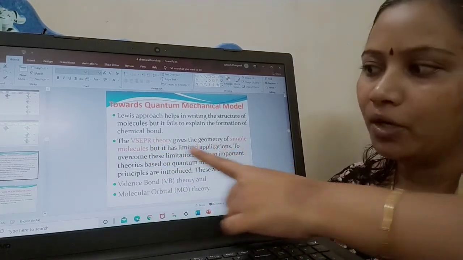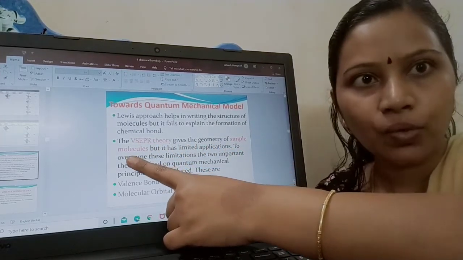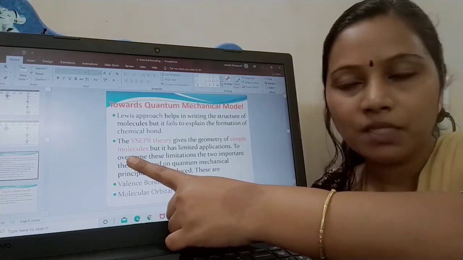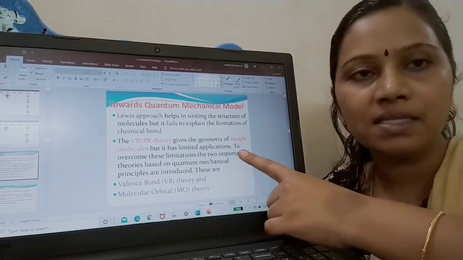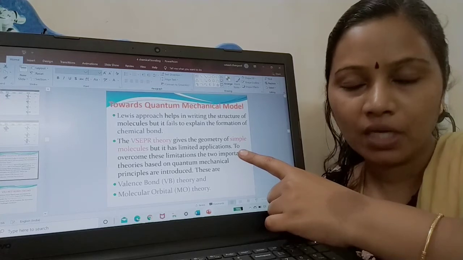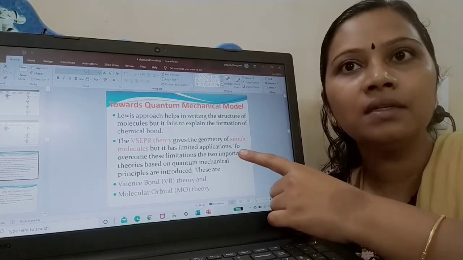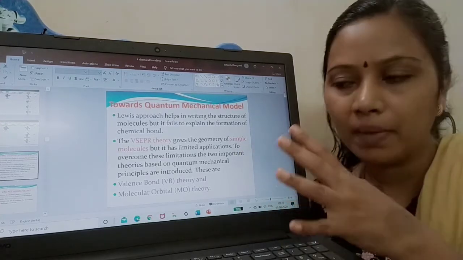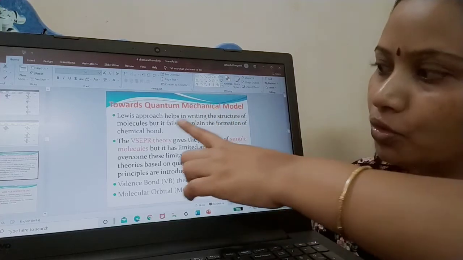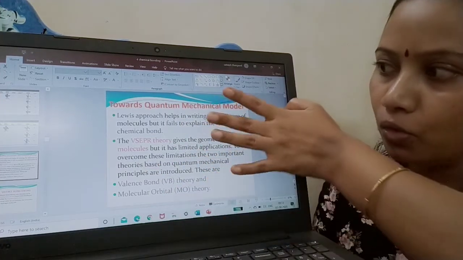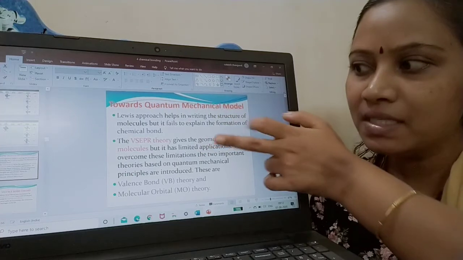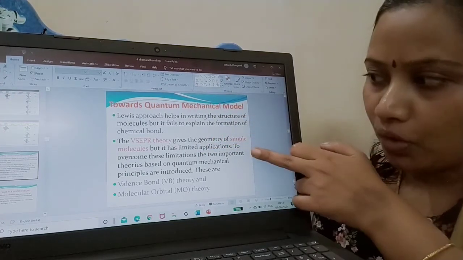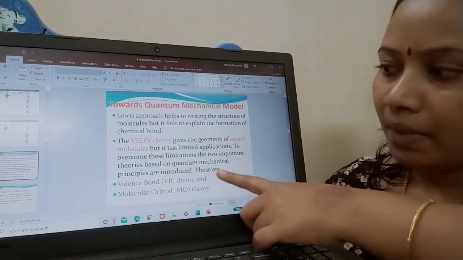It gives the geometry of simple molecules, it was okay, but for complicated complex molecules, it has failed to give us the approach to write the shape of it, failed to give us the steps to determine the shape of complex molecules. So we have moved to the quantum mechanical model, in order to overcome the limitations of the Lewis and VSEPR models.